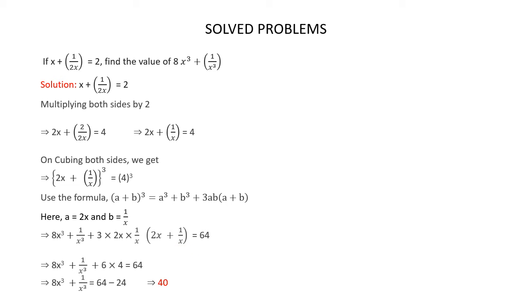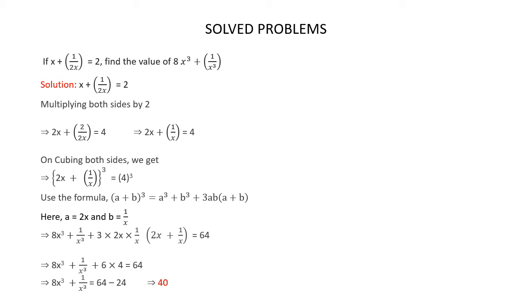Now this x and this x will cancel out. So you are left with 3 multiplied by 2, which is 6. We know that 2x plus 1 by x is equal to 4. We found out the value of 2x plus 1 by x as 4 here. Now you have the expression as 8x cubed plus 1 by x cubed plus 6 multiplied by 4 is equal to 64. 6 multiplied by 4 is 24.